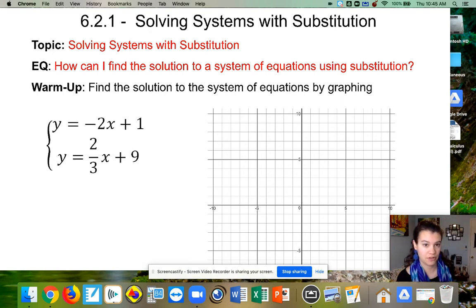All right, so we're going to talk about solving systems by substitution today. But to start off, we're going to do a review of graphing. So work on this warm up right below, and then we'll talk about it.